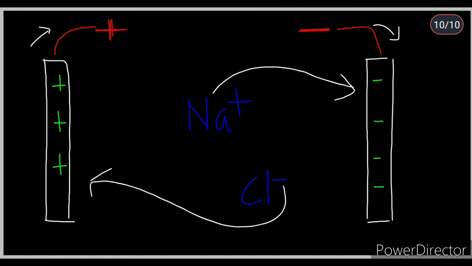Na+ ions will get attracted to the negatively charged cathode. They receive an electron from the cathode and they become neutral Na atoms. They become electrically neutral after accepting one electron from the cathode. And after the electrolysis of molten NaCl, we get Na and Cl2 gas separately.